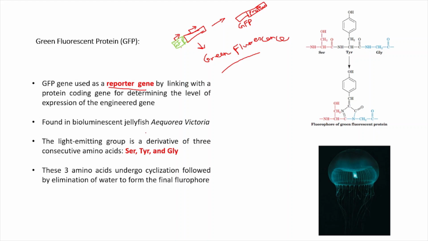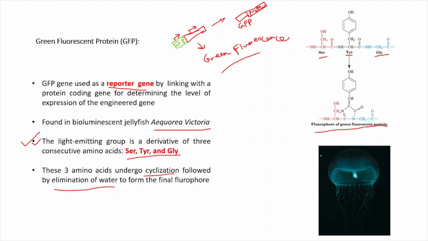It is found naturally in the bioluminescent jellyfish Aequorea victoria, and this is very important, it has been asked in many competitive exams. The fluorophore contains three amino acids: serine, tyrosine and glycine. As you can see on the right hand side, this is the serine, this is tyrosine, and this is glycine. These three amino acids come together, then undergo cyclization followed by elimination of water to form the final fluorophore. This fluorophore of the green fluorescent protein is responsible for producing the green light.